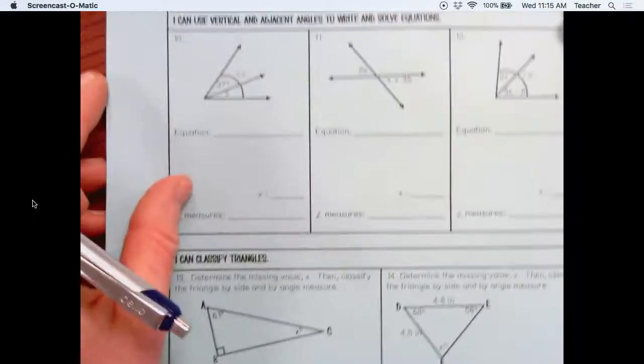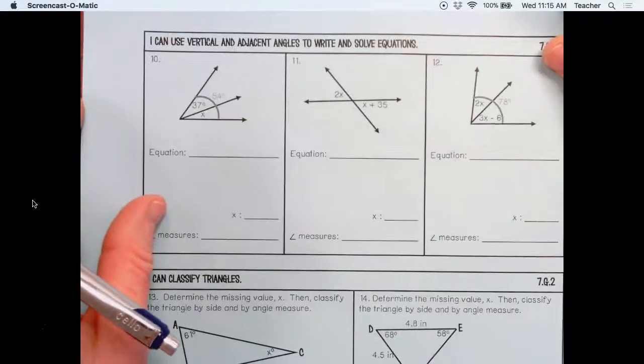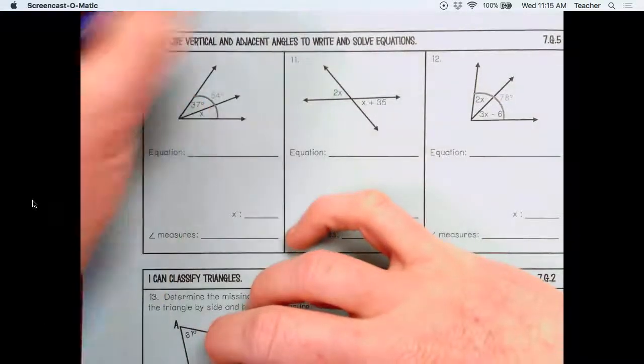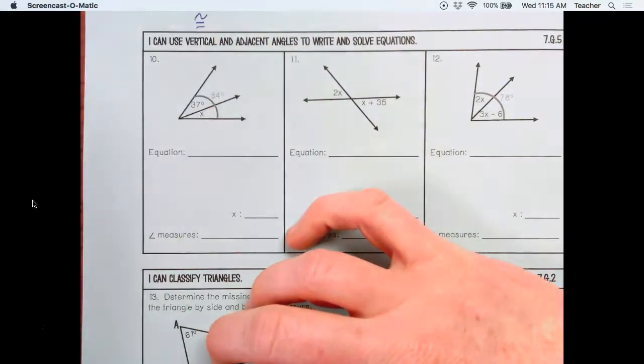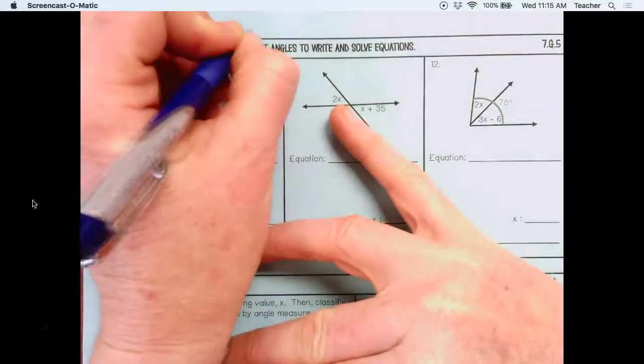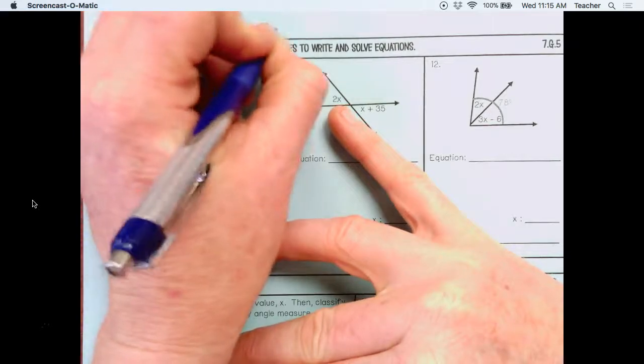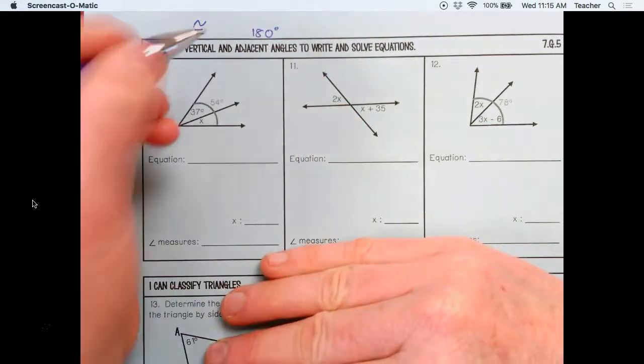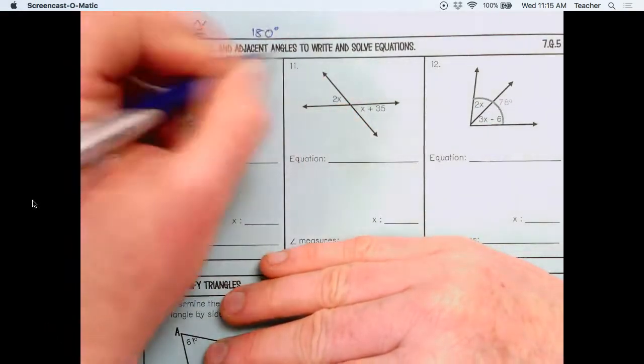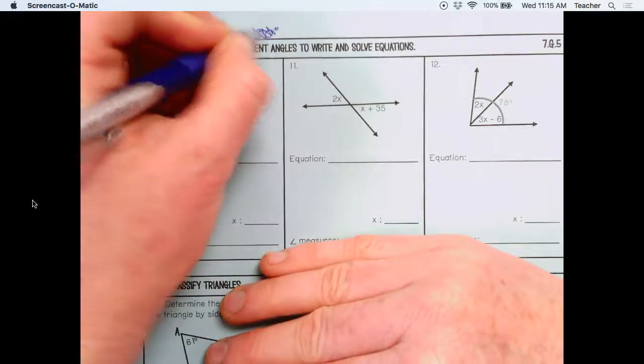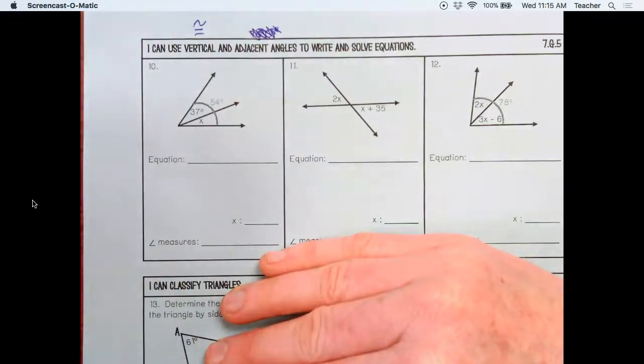Next, vertical and adjacent angles to write and solve equations. Remember, vertical angles are congruent. Adjacent angles add up to 180. Or, actually, I shouldn't say that. Adjacent angles that are on a straight angle add up to 180. Adjacent angles are just angles that share a side. So, I jumped the gun there.